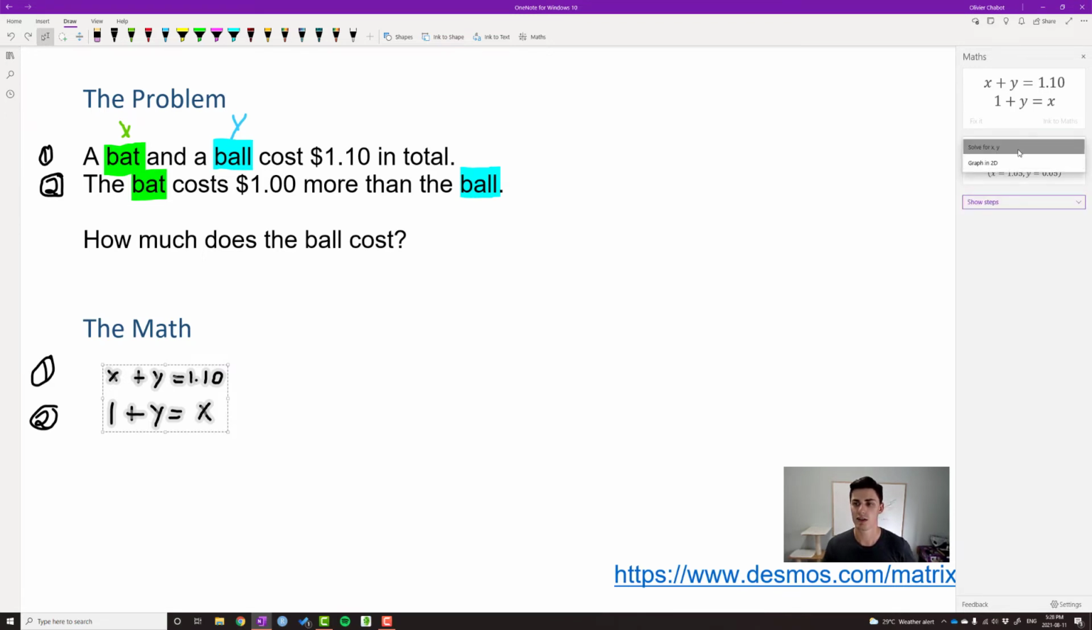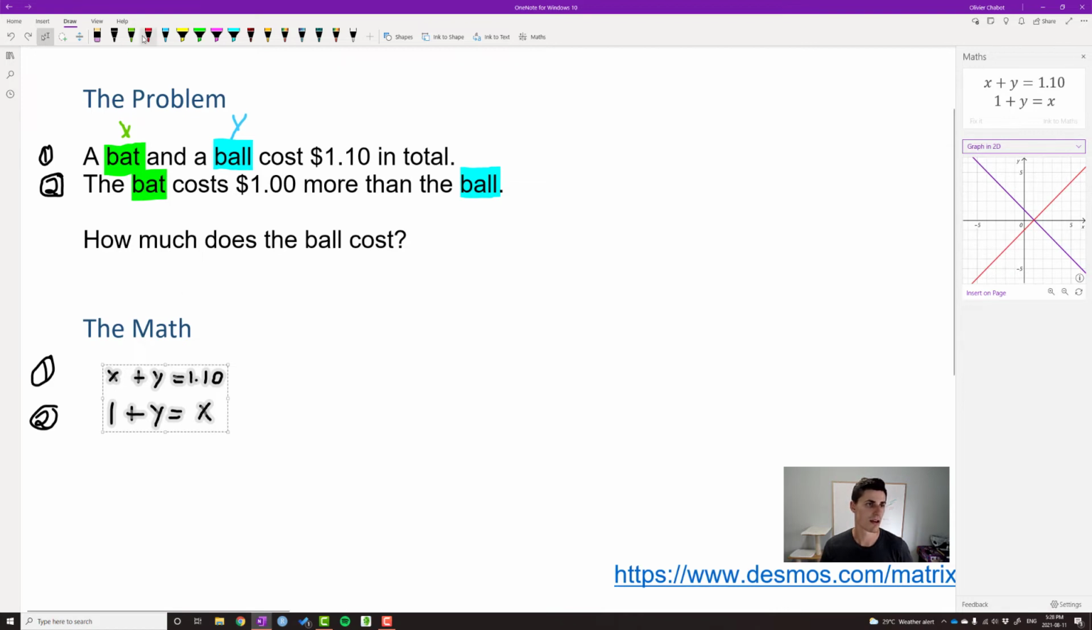But before we do that, let's just graph it. We can realize that these two things are lines. Oops, let's undo this.